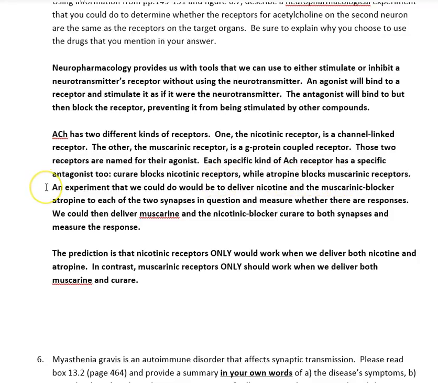An experiment that we could do would be to deliver nicotine and the muscarinic blocker atropine to each of the two synapses in question and measure whether or not there are responses. We could then deliver muscarine and the nicotinic blocker curare to both synapses and measure the response. The prediction is that a nicotinic receptor synapse only would work when we deliver both nicotine and atropine. But in contrast, muscarinic receptors only would work when we deliver both muscarine and curare.